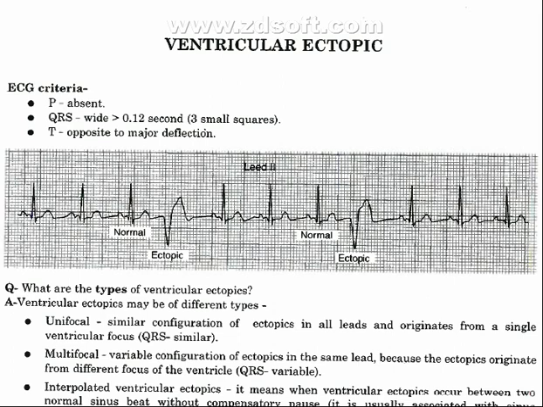Here is the ECG. We are seeing a normal PQRST, and then an abnormal QRS complex, where before the QRS complex the P is absent, and this QRS complex is wide, more than 3 small squares. The two QRS complexes are similar in size and shape, so it is a unifocal ventricular ectopic.